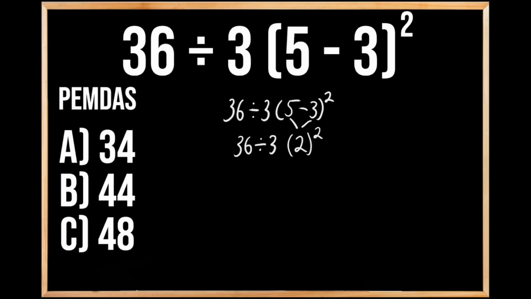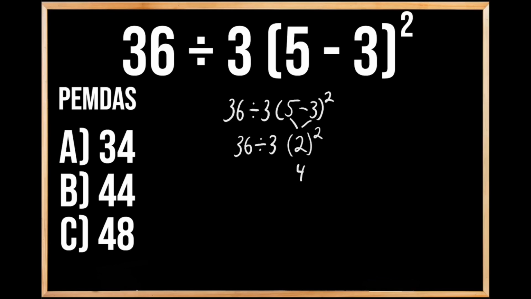Since we don't have anything else to solve within parentheses, we're going to move on to the next priority, which is to solve for any exponents. And we do have an exponent here that belongs to the 2 within parentheses. Since that 2 has an exponent of 2, or 2 squared, that tells us that our base of 2 is going to be multiplied by itself twice. So we're going to be multiplying 2 times 2, which we know gives us 4.